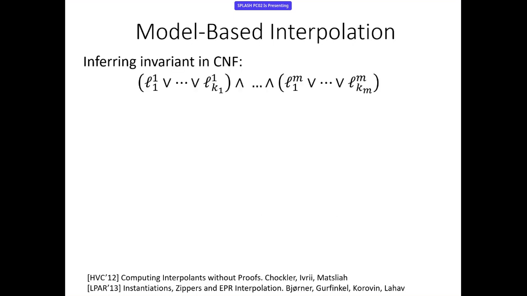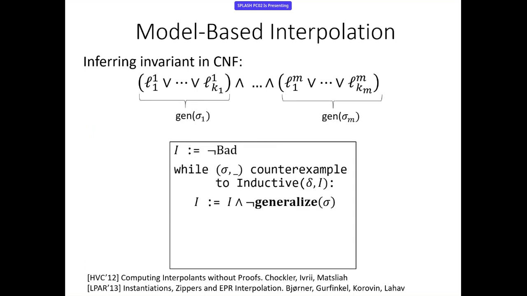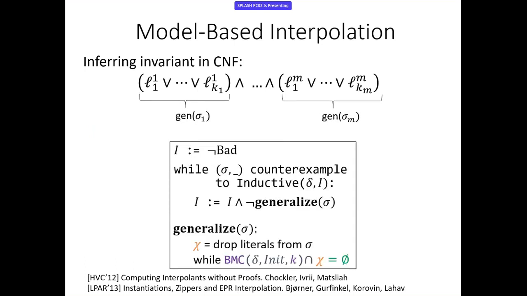So overall, the way Chocolate et al.'s algorithm works, it always infers an invariant in conjunctive normal form, as a conjunction of disjunctions of variables and negations of variables, where each conjunct is obtained by finding a counterexample to induction and generalizing it by dropping some of the literals as long as this bounded model checking query is still satisfied, as long as we're not excluding any states that are reachable in k steps.